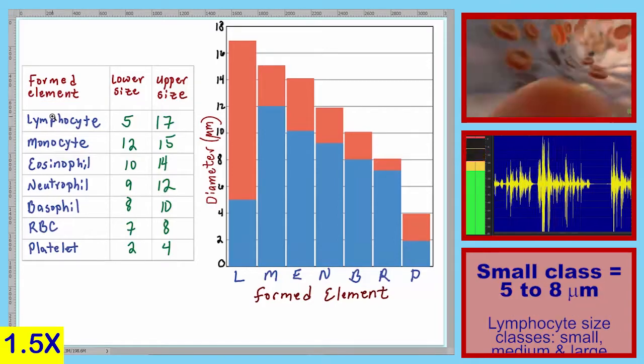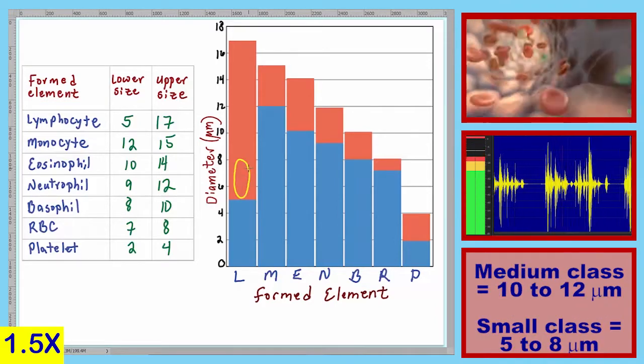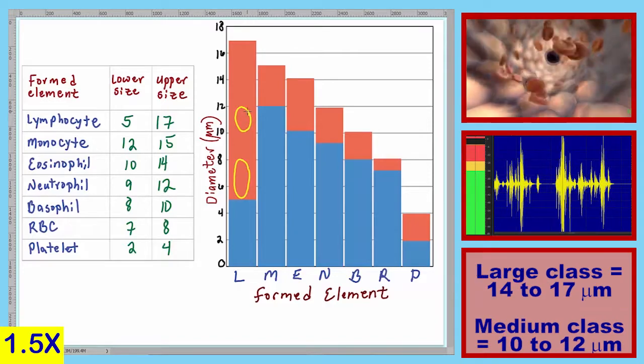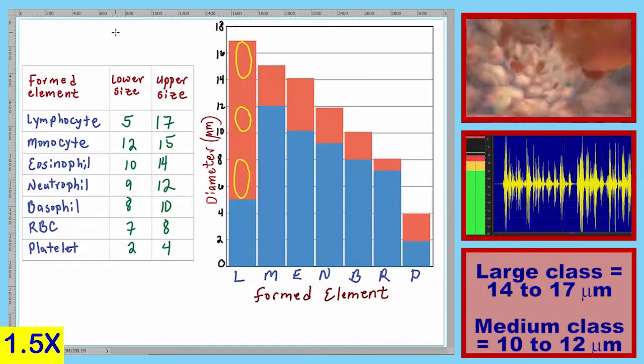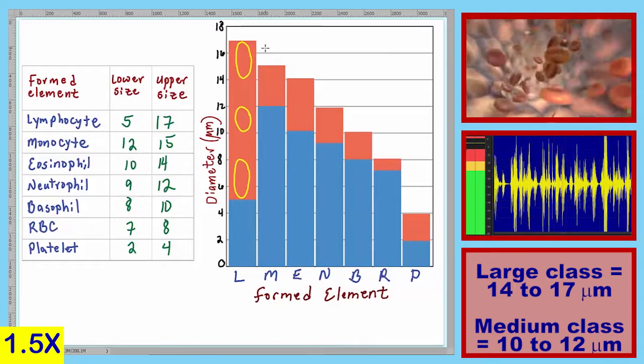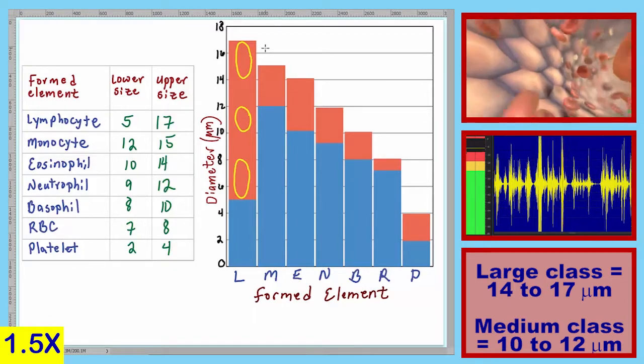The small class can range from 5 to 8 micrometers. The medium class can range from 10 to 12 microns. And the large class can range from 14 to 17. And so this completes our graph of the different formed element sizes. As one additional learning aid, I'm going to take the formed elements, the ones that we've already drawn, and size them based on our table so that we can compare them.